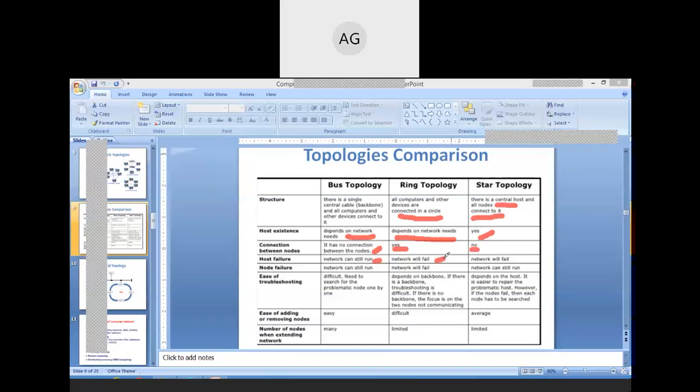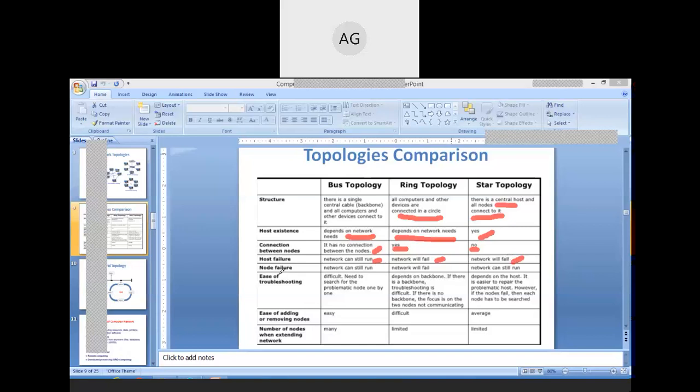Here also, the network will fail, as the host will fail, because it forms a ring, and if there is some problem in the link, then the whole network will fail. And in the case of star topology, if the central controller fails, then all the communication will not be done.